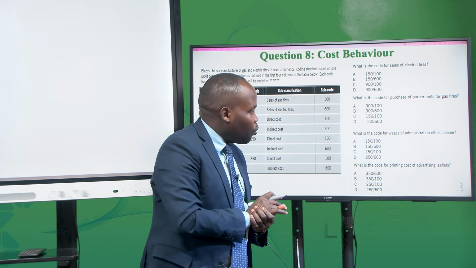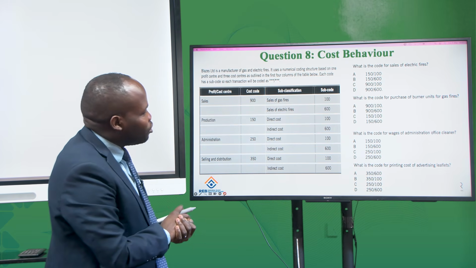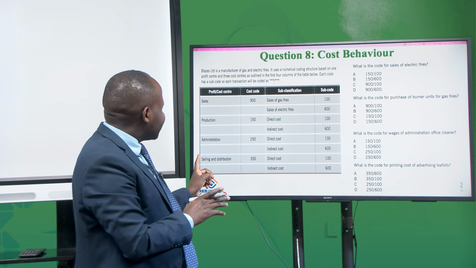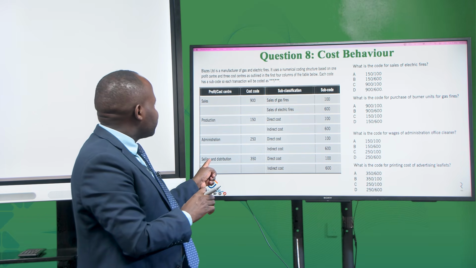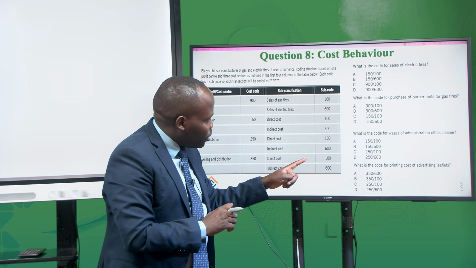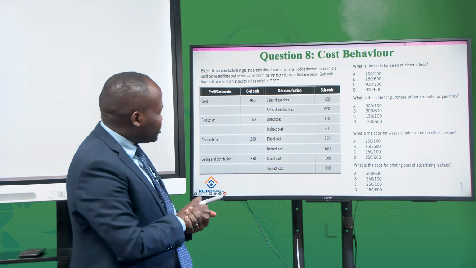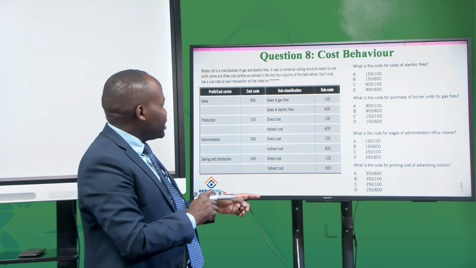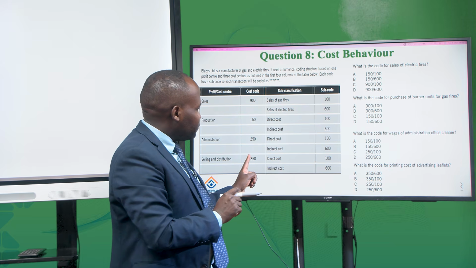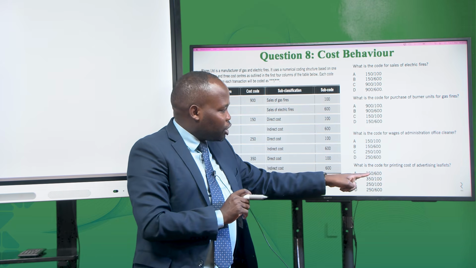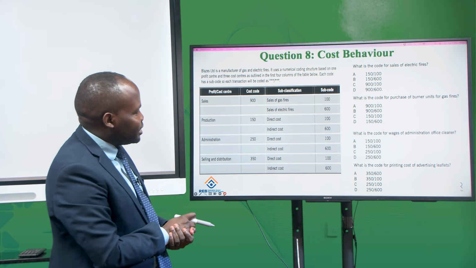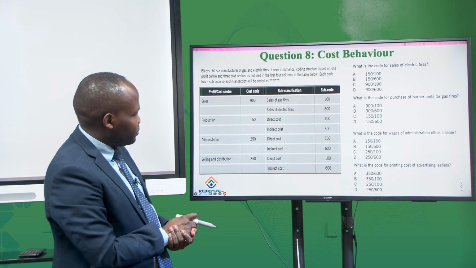Okay, the last one: what is the code for printing costs of advertising leaflets? Advertising is part of selling and distribution, so 350. Printing of advertising leaflets is indirect, so it is 350, 600. So the correct answer is A.